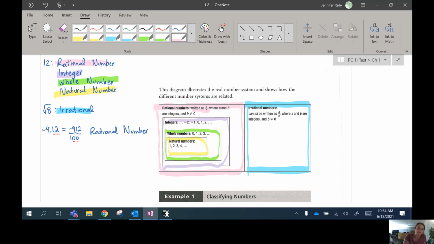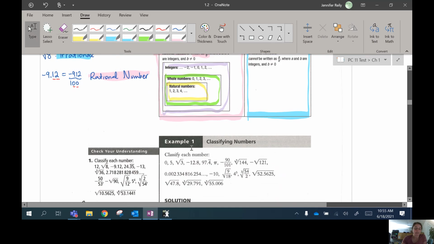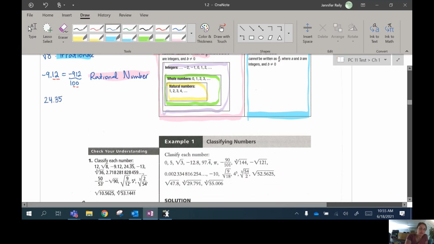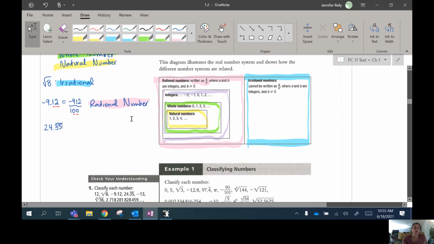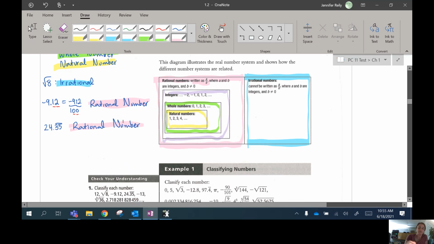It can be written as a fraction. But it's not an integer, a whole number, or a natural number, because it does have this decimal after it. So it's just a rational number. Same with the next one, which is 24.35 repeating. Repeating decimals can always be written as fractions as well. So this is also a rational number, but because it has a decimal, it's not an integer, whole number, or natural number. So it's simply a rational number.